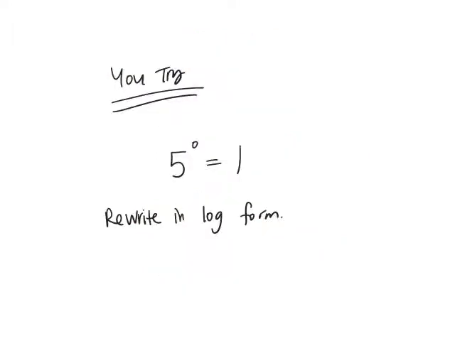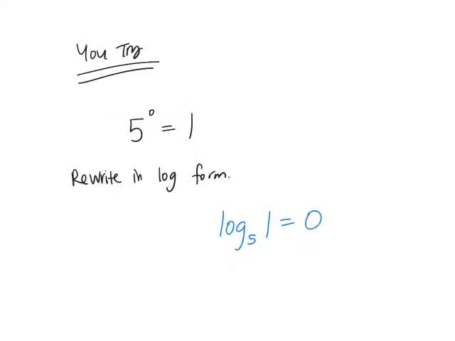Okay, go ahead and try this problem here. Here's the correct answer. Log base 5 of 1 is equal to 0. Again, the exponent is the answer to the log, and then the base is the same here.